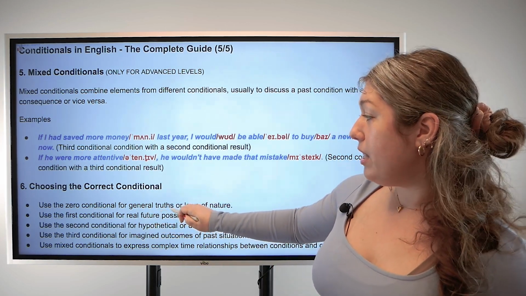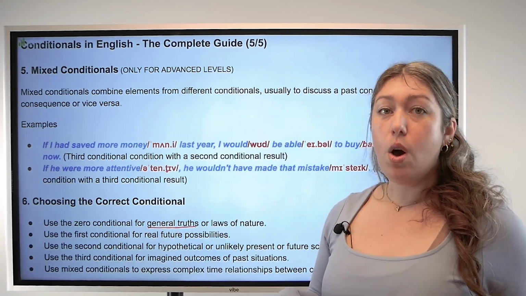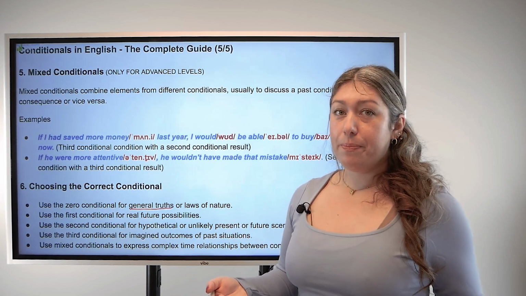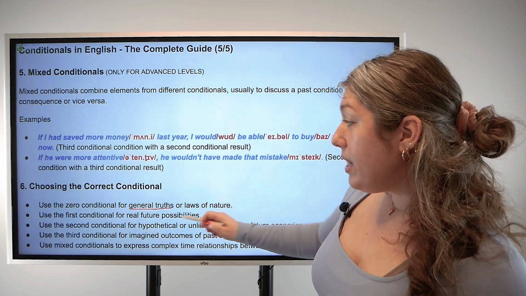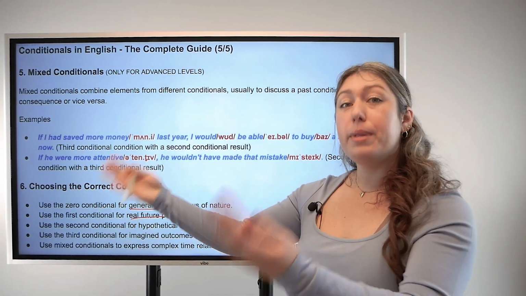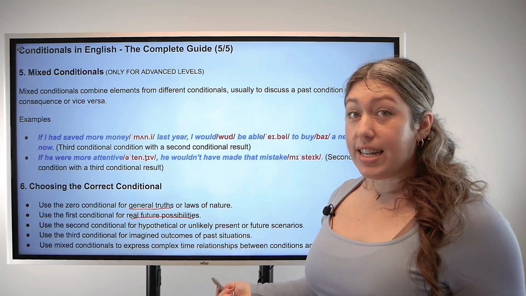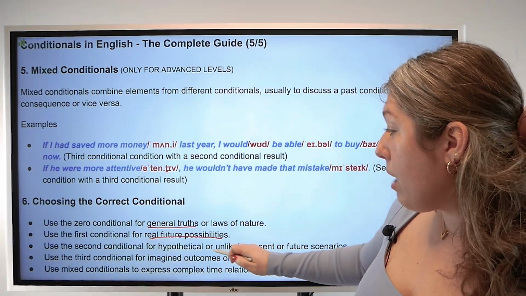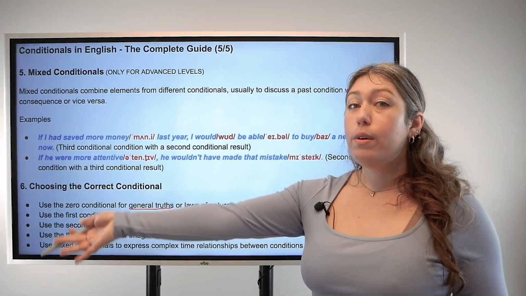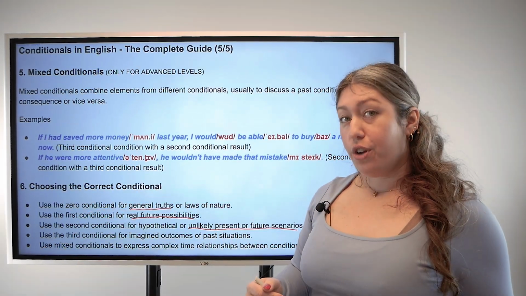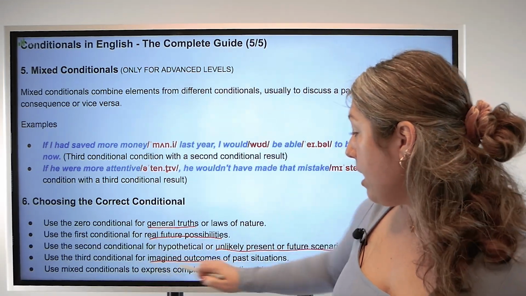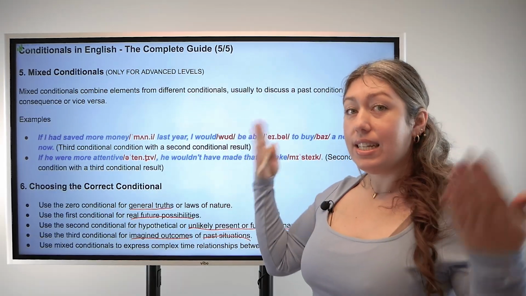So just to review, when you're choosing the correct conditional to use, remember these tips. The zero conditional is for general truths or laws of nature. We use this when we're talking about scientific topics. For the first conditional, we use this when we talk about real future possibilities, things that will probably happen in the future. For the second conditional, we use this when we talk about hypothetical or unlikely present or future scenarios. And for the third conditional, we use this when we're talking about imagined outcomes of past situations.